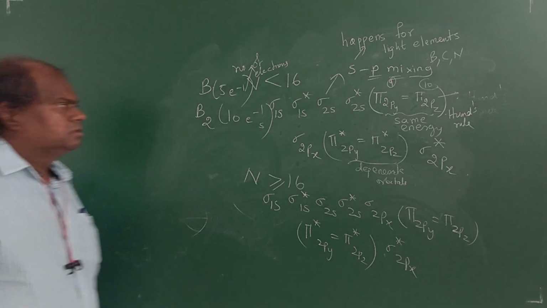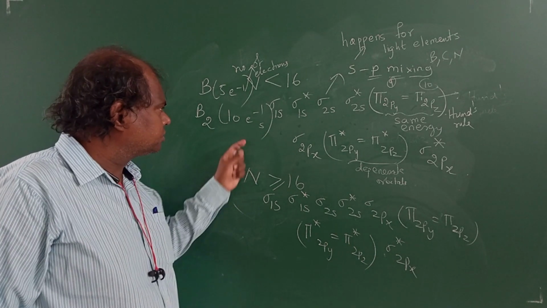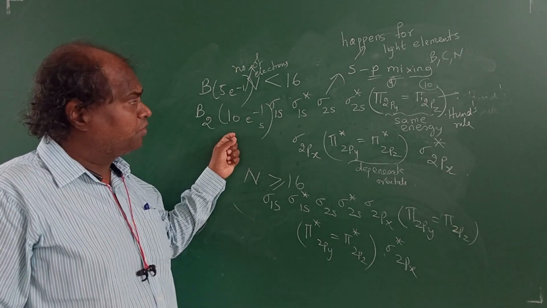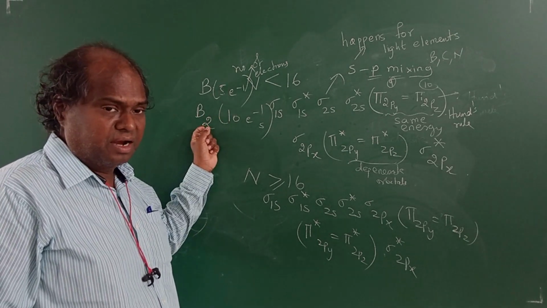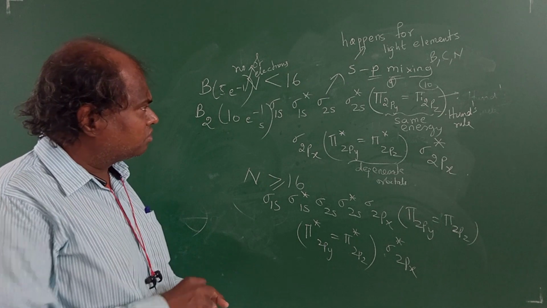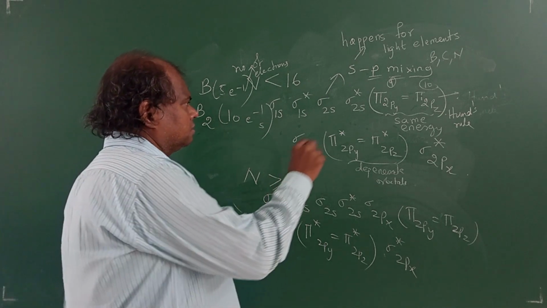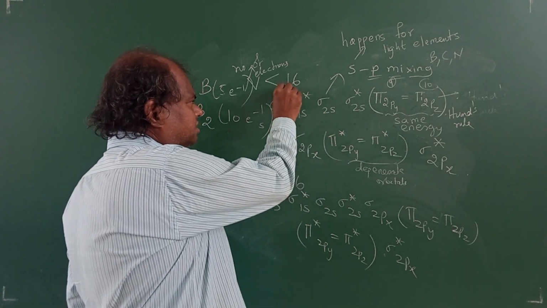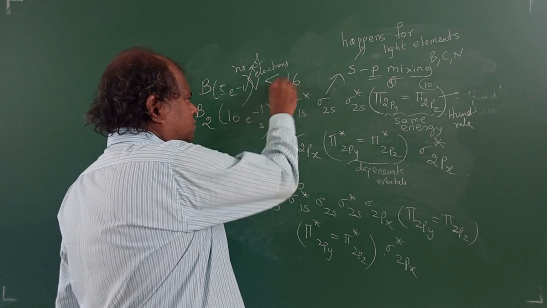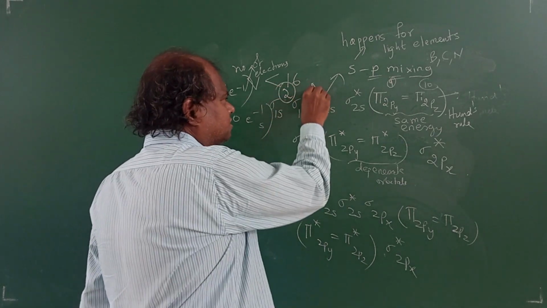Okay. So B2 will have 10 electrons. Now you have to fill, student, B2, right? Diatomic, 10 electrons. How will you fill 10 electrons? I will fill it up here only. Just see carefully. Sigma 1s is 2 electrons. 10 I have to fill.